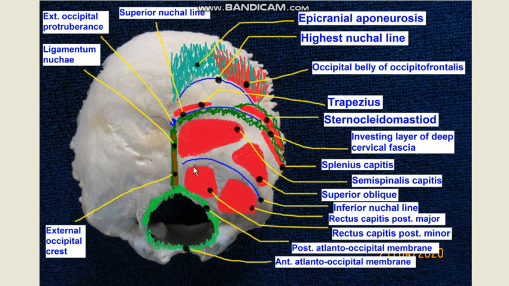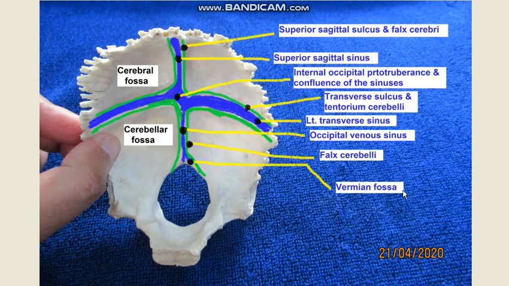And below the inferior nuchal lines, between the inferior nuchal line and the margin of the foramen magnum, you have two muscles, medially the rectus capitis posterior minor and laterally the rectus capitis posterior major. And to the margin of the foramen magnum, you have the anterior and posterior atlanto-occipital membranes, which have come up from their attachments to the atlas.